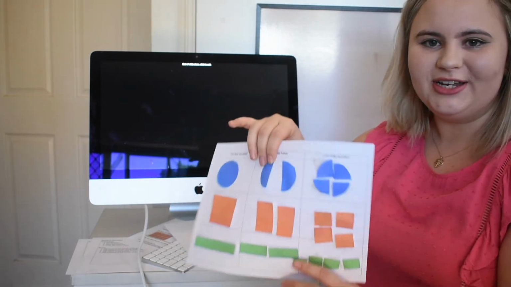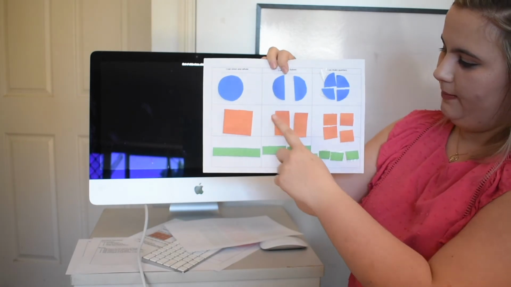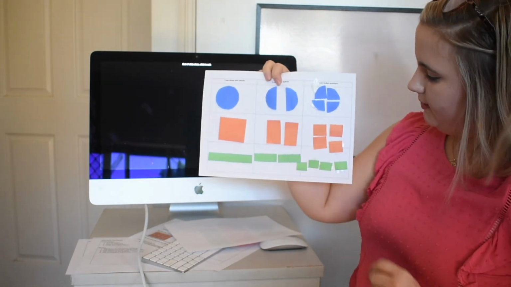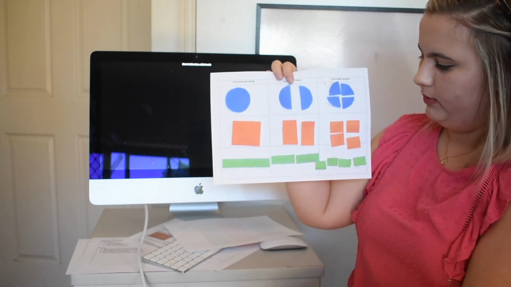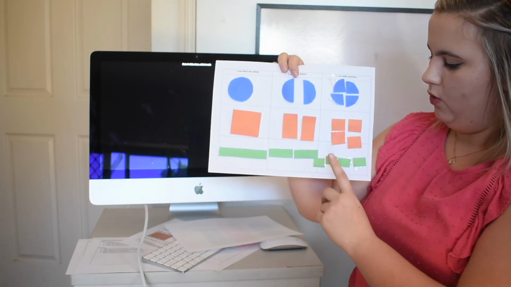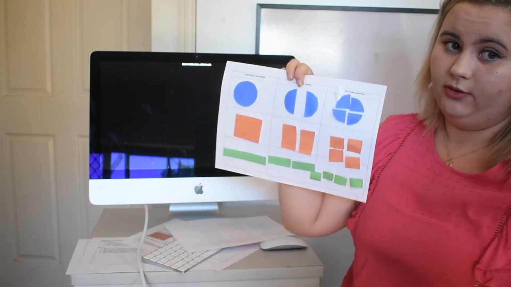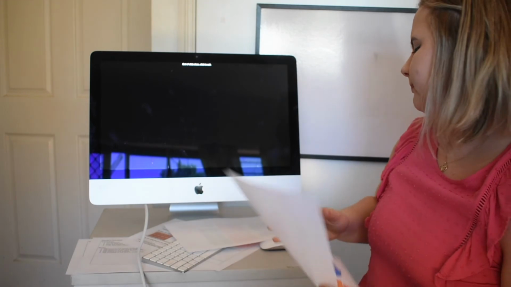Great, so everyone's sheet should look like this. We've got our whole square, we've got 2 halves of our square, and we've got 4 quarters of our square. Then we've got a rectangle, then we've got 2 halves of our rectangle, and then we've got 4 quarters of our rectangle. Alright, so I'm going to get you to pass these down to the end of your table. I'm going to collect these and we're going to hang these up around the room.